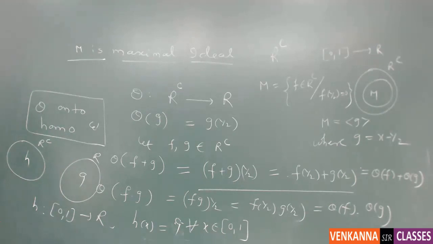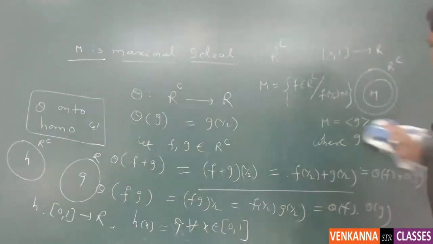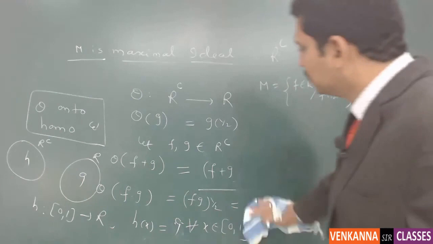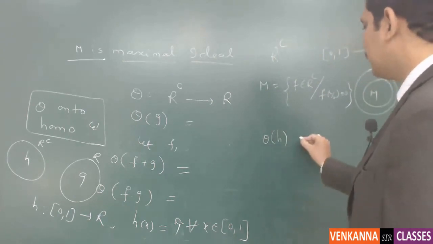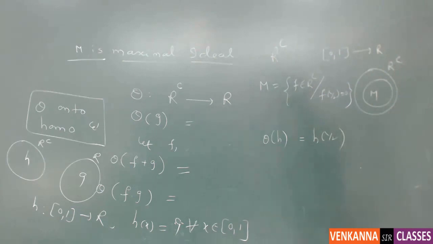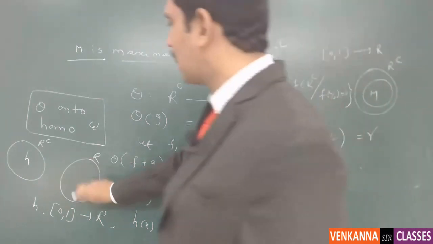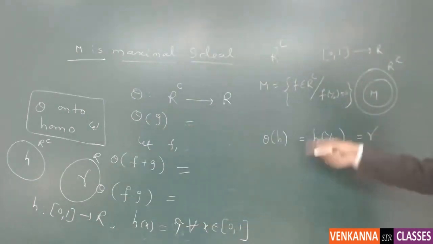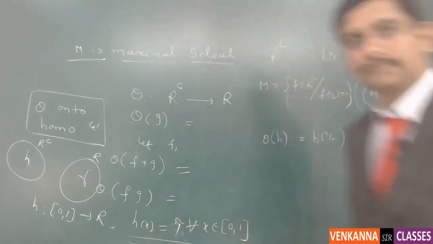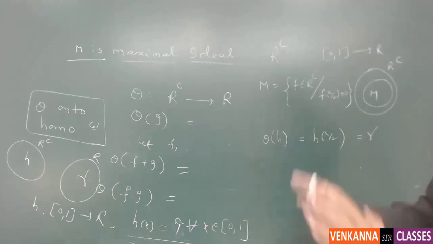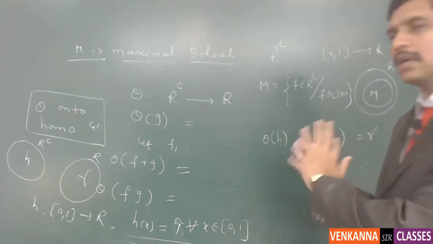So the function theta is a homomorphism as well as onto. In this way, we will get the pre-image. If you are particular about how it becomes onto, theta of h is nothing but h of 1/2. As per the theta definition, this is nothing but r, because whatever value you take, h gives that value. You have defined h in such a manner. You can take 1/2, 1/4, 0, 1, anything in place of x here. h of x is always that number, as per the h definition. So this is an onto function. We have proved that the function is a homomorphism and onto also.